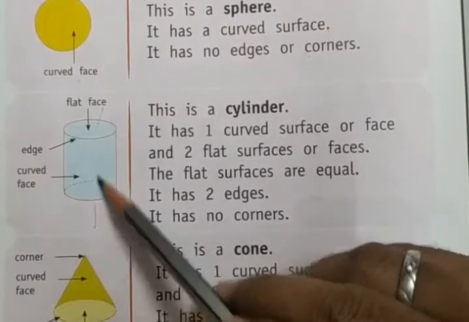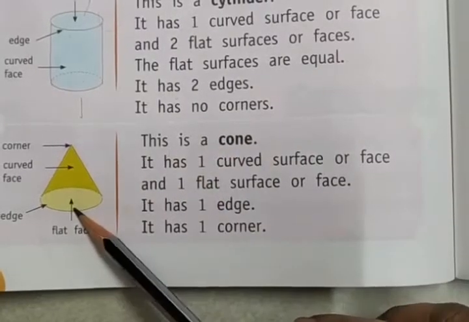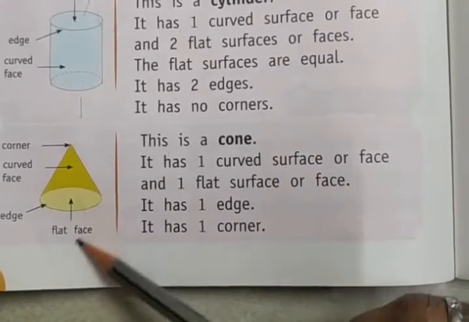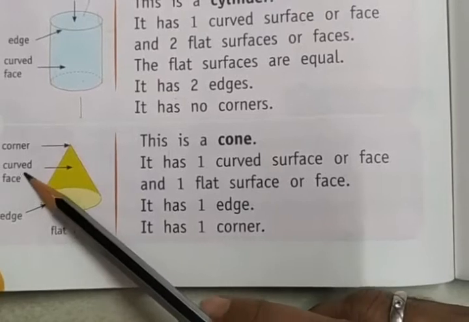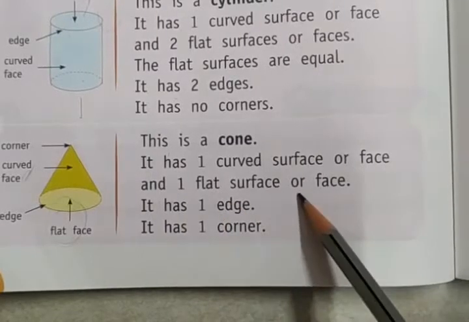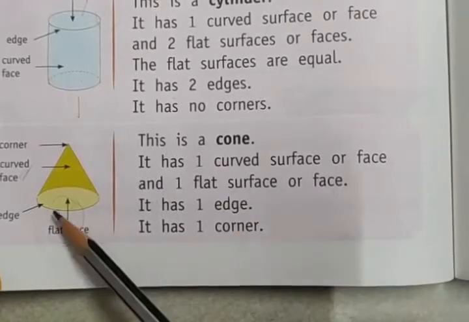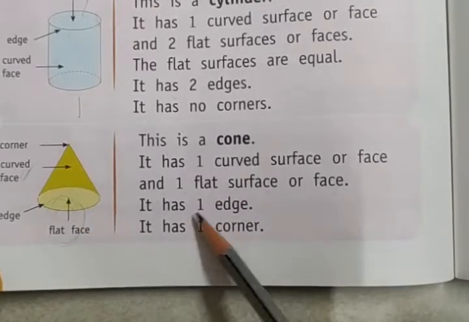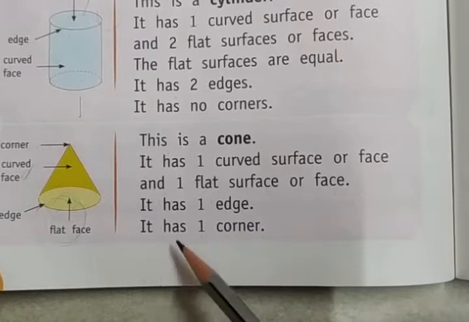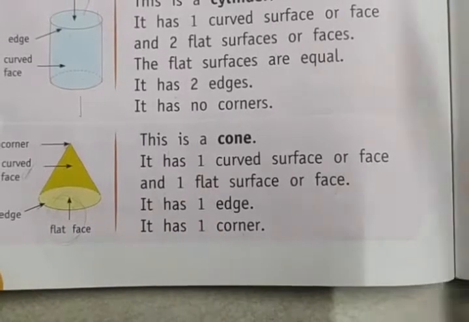And here we can see the cone. It has one curved surface or face. This is called the flat face. Curved face. Right? And one flat surface or face. The flat surface is this. Cone has one edge. This is called an edge. And it has one corner. Okay. One corner and one edge.